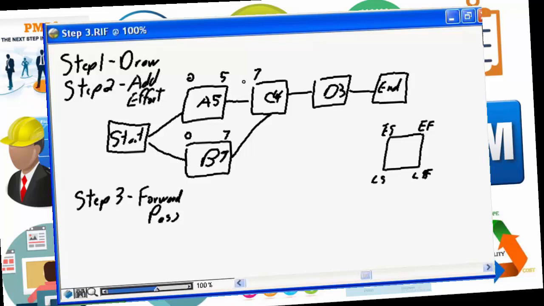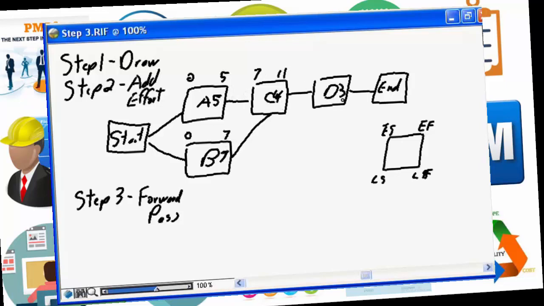This is where slack is going to come into play. We'll do that in step number 5. We can't start C until B is done, which says the early possible start date for C is going to be 7, and the early finish date for C is going to be 11, which is 7 plus the 4 days required to complete C.